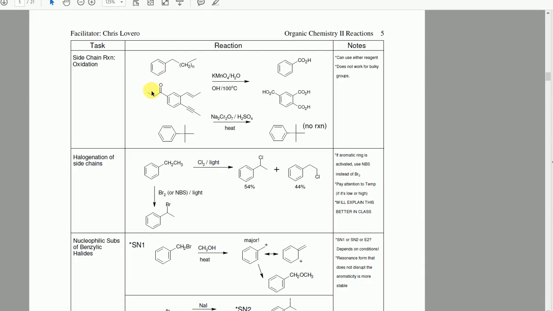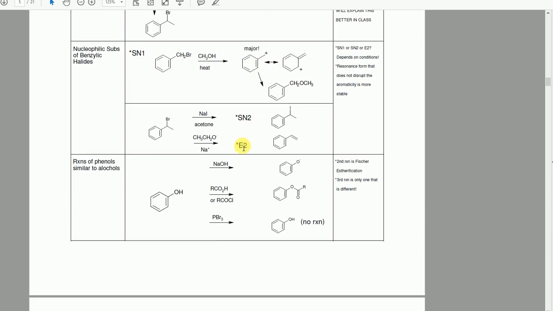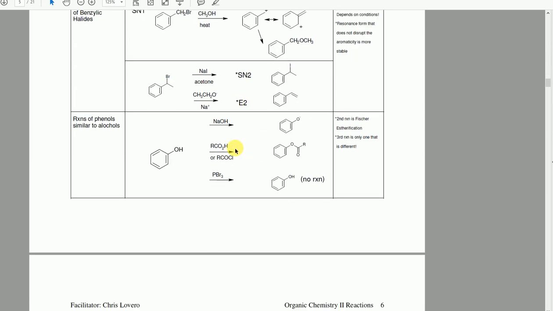So right now I'm looking. Well, I guess I'll just show you. So we covered this, and the rest of it really is just review. So you have nucleophilic substitution of benzylic halides, and this is SN1, this is SN2, this is E2, basic things that you've seen before. This is just a very acidic phenyl ring, and with a strong base gives you obviously the deprotonated OH on the phenyl. This reaction right here is a Fischer esterification. Yeah, they say that.